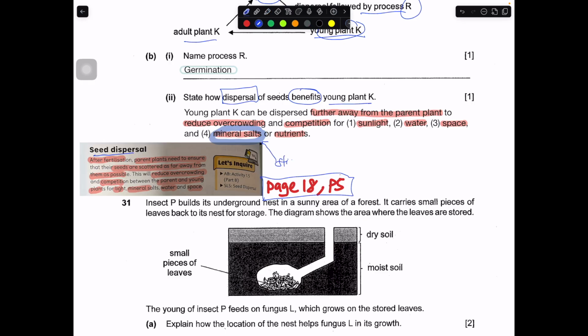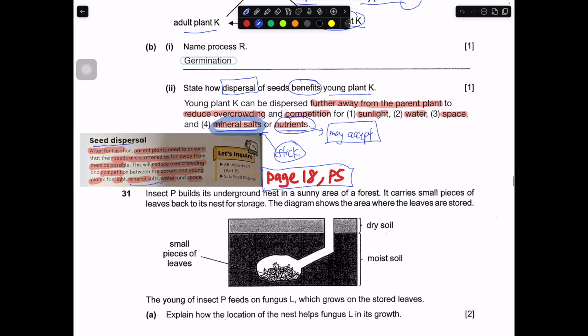Stick to this rather than nutrients, because there are some schools that may accept nutrients. But I think in this case it's very rare because the textbook already says mineral salts. So usually most schools will just follow the words mineral salts instead of nutrients. But there is some portion of schools that are still using this term as well. So these four factors must be present.